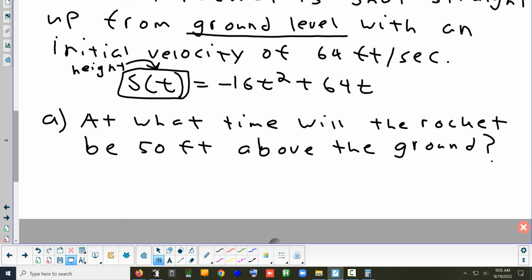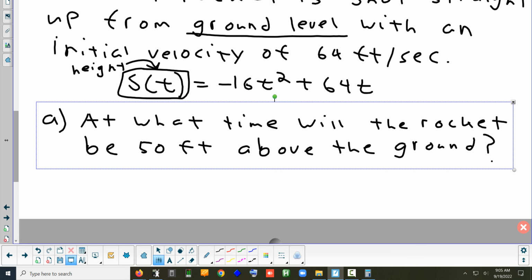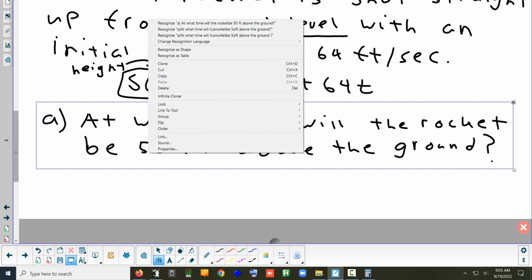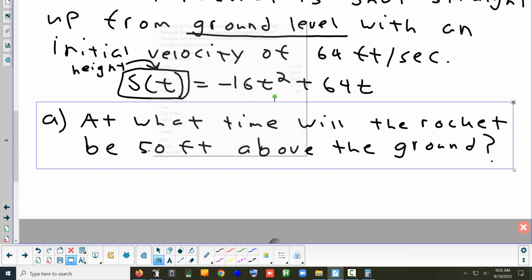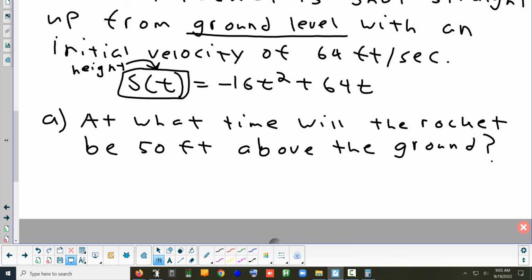They give us a height of 50 feet. So would I plug the 50 feet in on the left, or would I plug 50 in for t on the right? Wouldn't it be for S? Yeah, this is the height. 50 is not a time. This isn't 50 seconds. This is 50 feet above the ground. So that's going to take the place of that box.